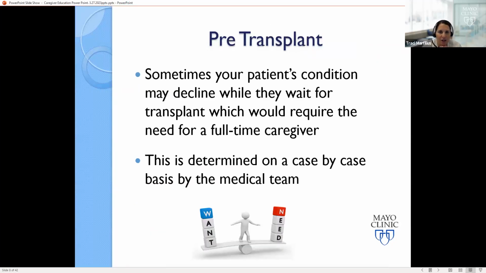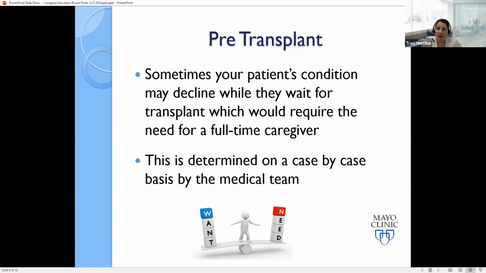Sometimes the patient's condition may decline while they wait for transplant, which does require the need for a full-time caregiver. This is determined on a case-by-case basis by the medical team. So this is not for everyone, but this is where a patient's condition has deteriorated in such a way that they are no longer able to be by themselves, and they need to have someone with them 24/7.